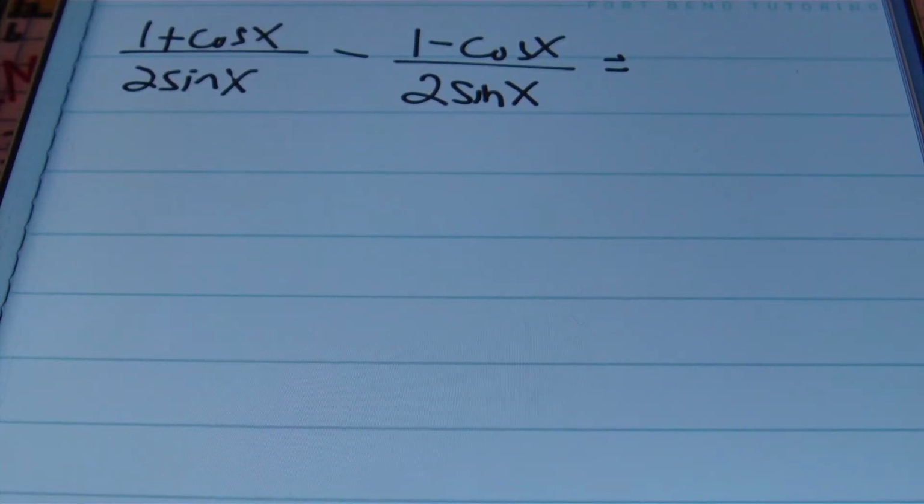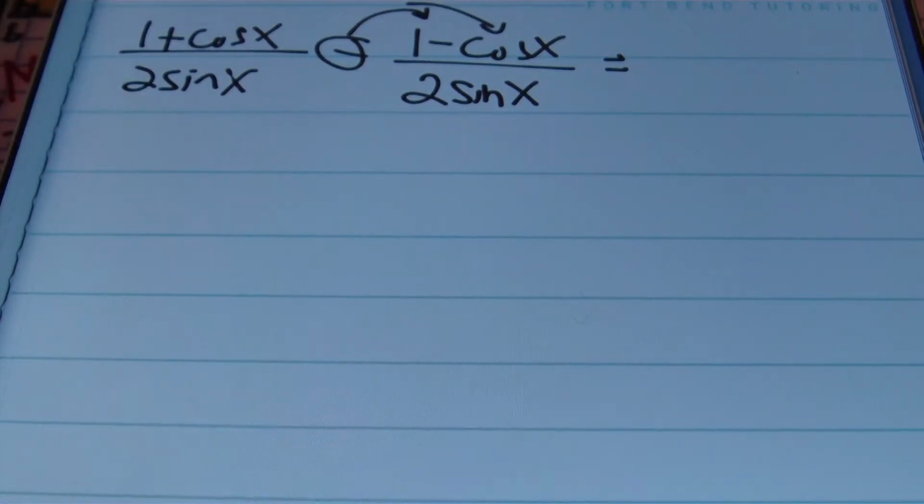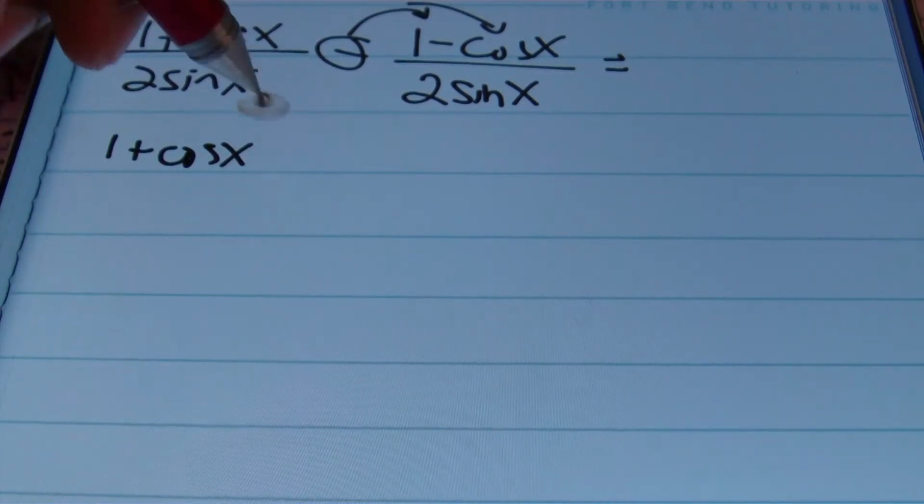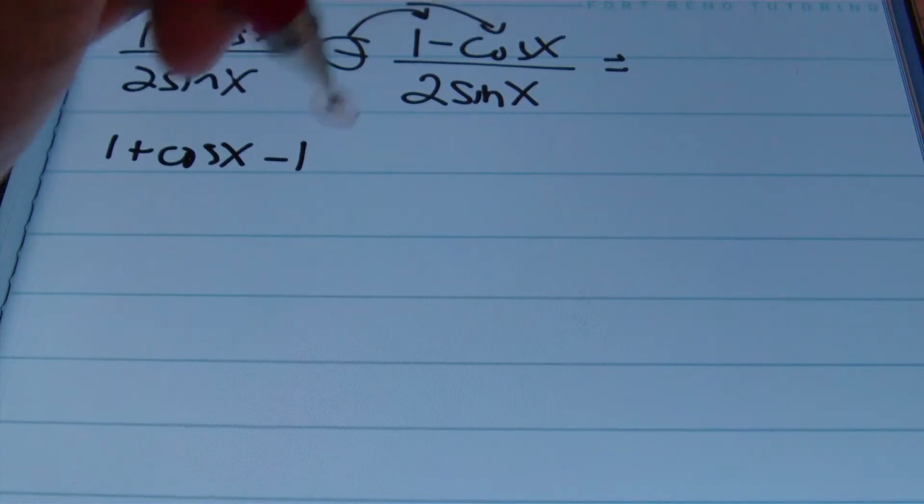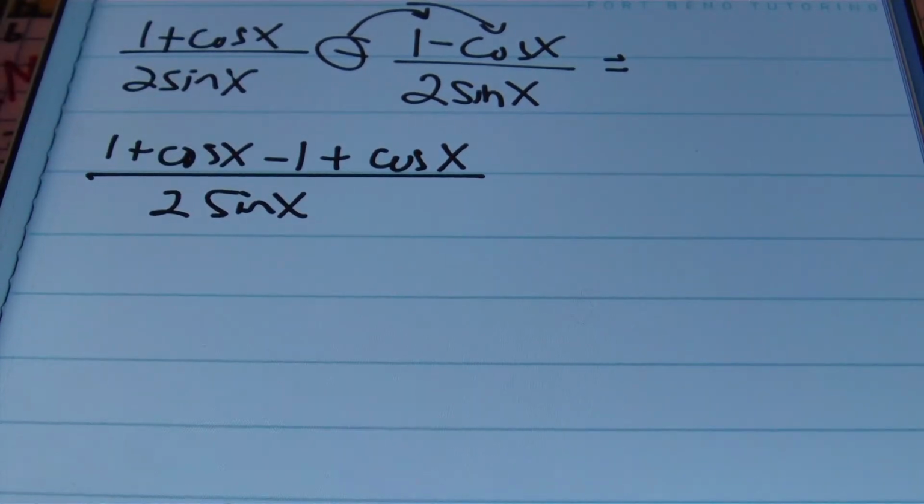Continuing on. Now that I have a common denominator, I'm going to combine these numerators together. And when I do that, I have to keep in mind that this minus sign will be distributed to everything in the numerator here. In other words, I got my arrows popping, ladies and gentlemen. So I'm going to combine those numerators. I end up with 1 plus cosine x, and then a negative 1 times 1 is negative 1. And then a negative times a negative gives me a positive cosine x. All of this is over 2 sine x, which is my common denominator.